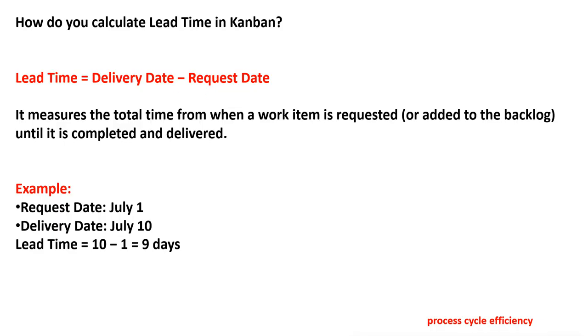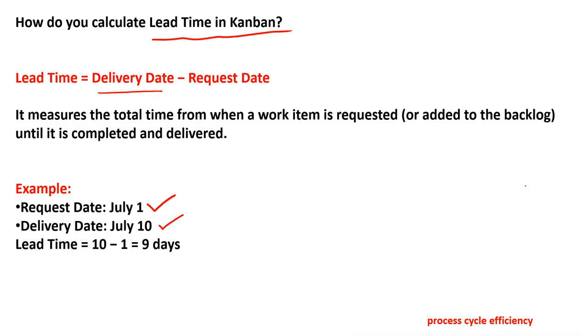And in the last, how do you calculate lead time in Kanban? Lead time is equal to delivery date minus the request date. As I already told you, it measures the total time from when the work item is requested. If the work item is requested on July 1st, and the delivery date is July 10th, then July 10th minus 1 is equal to 9 days, which is the lead time. Lead time is equal to delivery date minus request date.